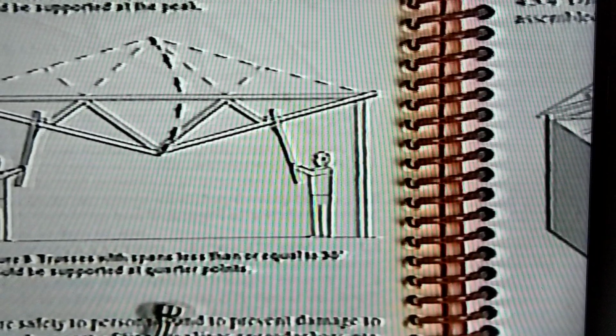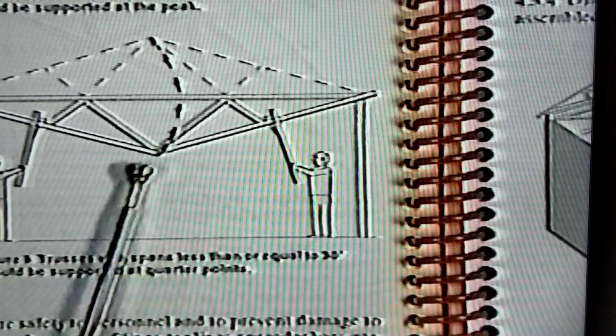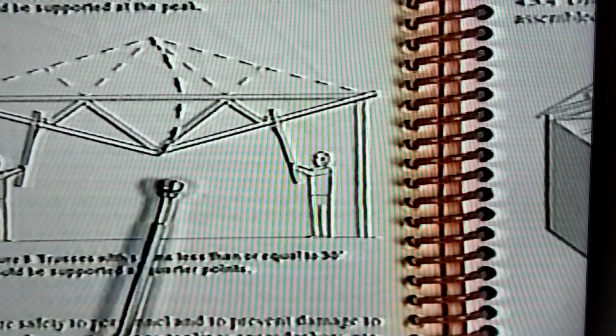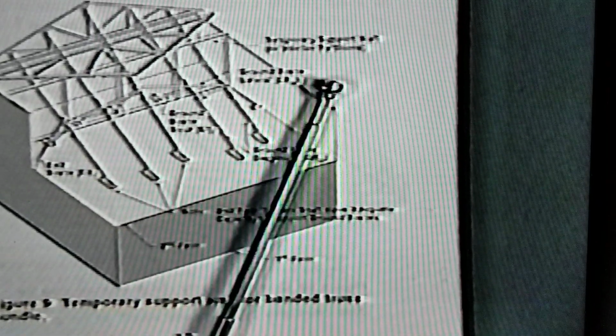However, if we have spans equal to 30 feet or more, they should be supported at quarter points so as not to bend the webbing. On page 17, we have the first of a series of figures that show us how we should be bracing these trusses. You'll notice end brace, ground brace strut, temporary support wall, ground brace diagonal.